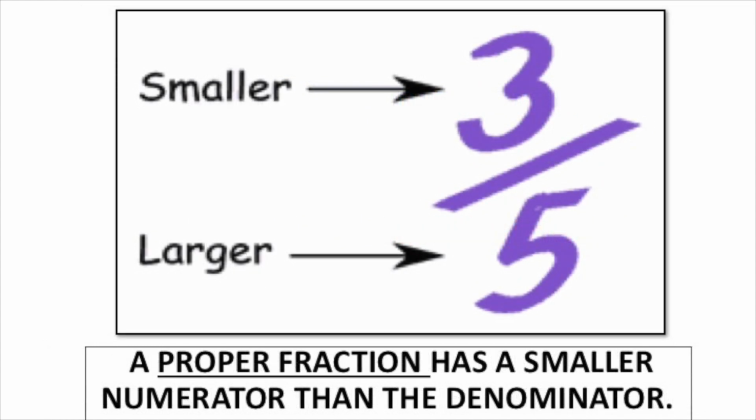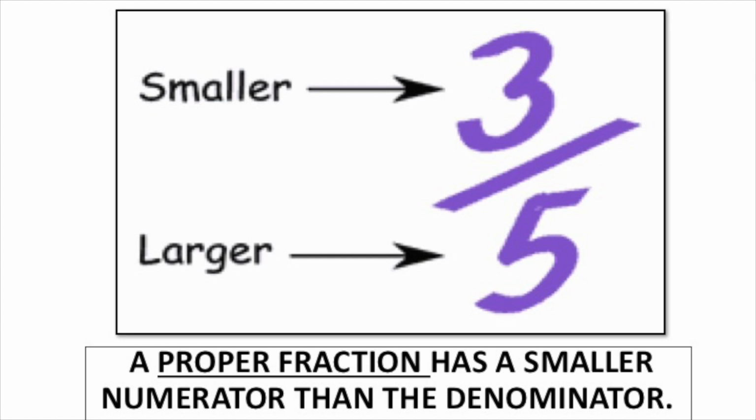A proper fraction has a smaller numerator than the denominator. You can see here, 3/5. 3 is smaller than 5. So that's a proper fraction.